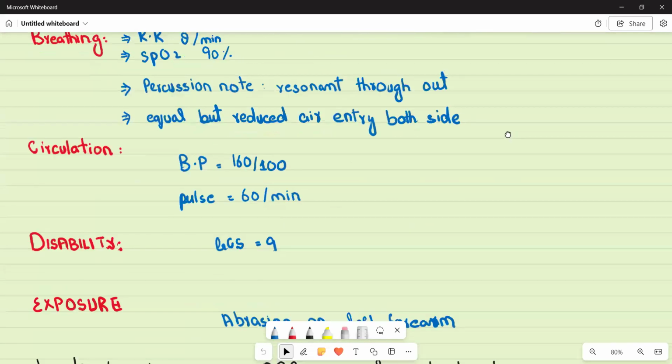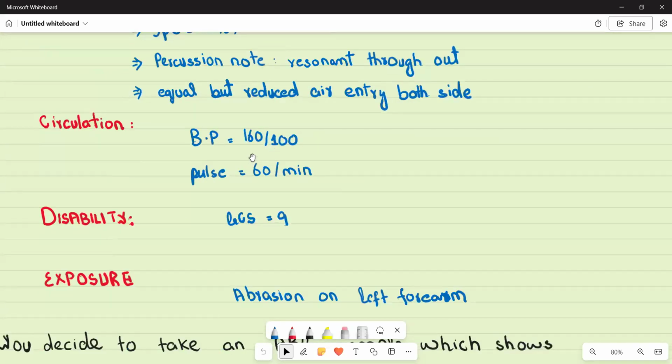Circulation. So in circulation, you check blood pressure, pulse, and capillary refill time. So blood pressure here is 160 by 100. So the blood pressure is quite high. Pulse is 60 per minute. Pulse is normal, almost normal, because the normal pulse rate is between 60 to 100.